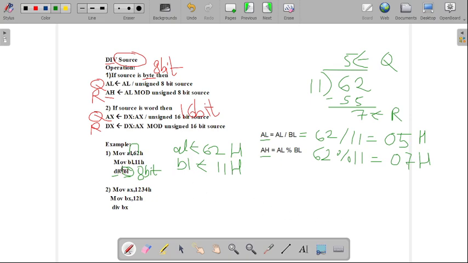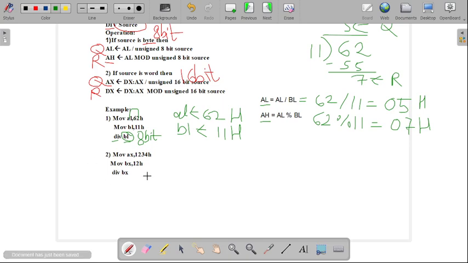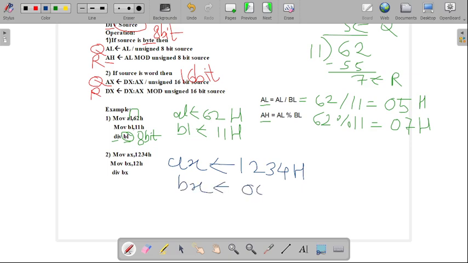Now this is complete for the 8-bit register. Now the second example is MOV AX, 1234H. So our AX register becomes 1234H, that is our hexadecimal value. And our BX is equal to 12H, so I am writing here 0012H. So these are the contents after performing MOV AX, 1234H and MOV BX, 12H. We have copied the contents 1234H into our AX register and 12H into our BX register.